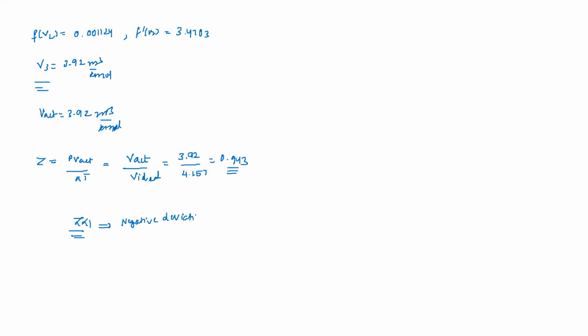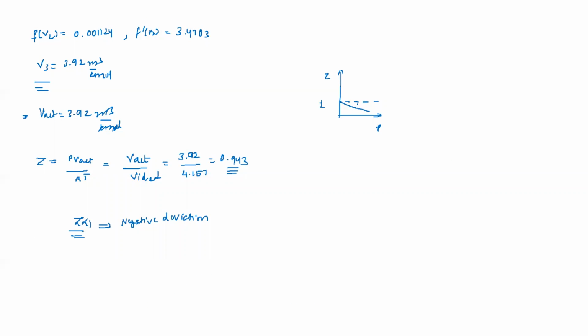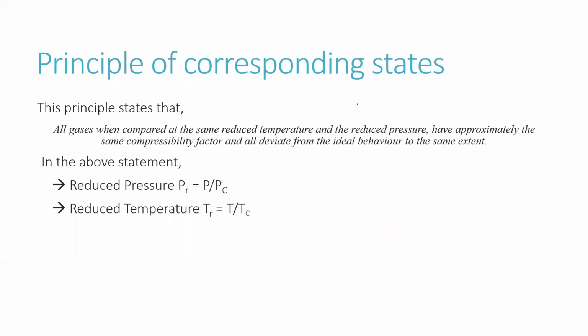Since it shows negative deviation, you can really see from the volume that over here the actual volume is lesser than the ideal volume. So in that graph that we saw, Z versus P, this is 1, so this would be something like that. This gas, methanol vapors, is going to be somewhere here. So that's your application of the virial equation.